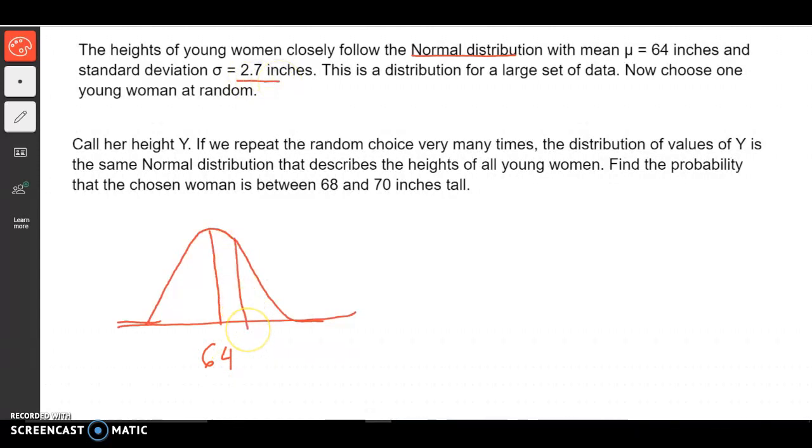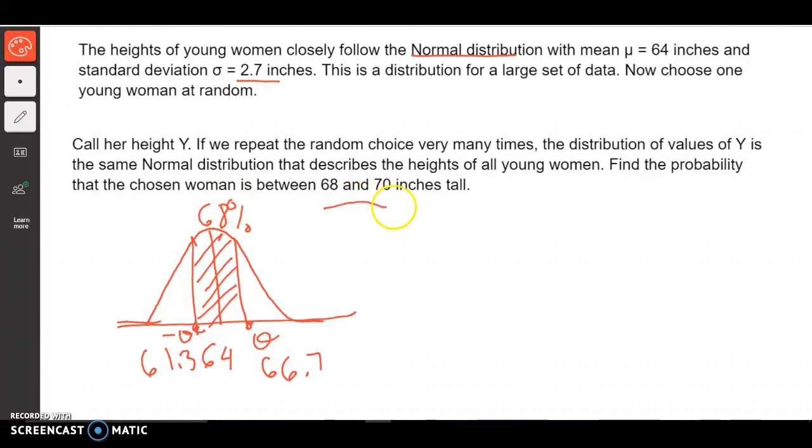So we know that here and here, which would be one standard deviation away, should be 66.7, and this would be 61.3. And we should probably, hopefully, remember that in between one negative standard deviation and one positive, that's 68% of the data right there. Okay, so just keeping in mind all those different things.